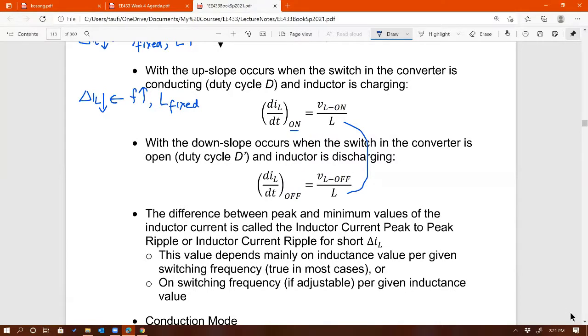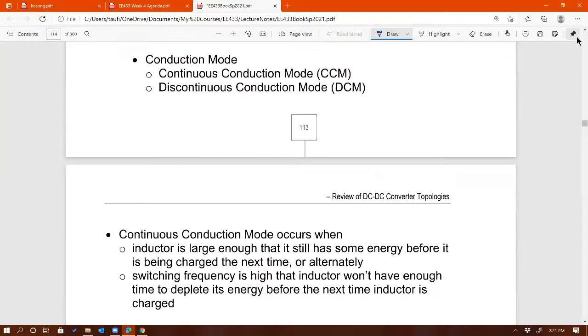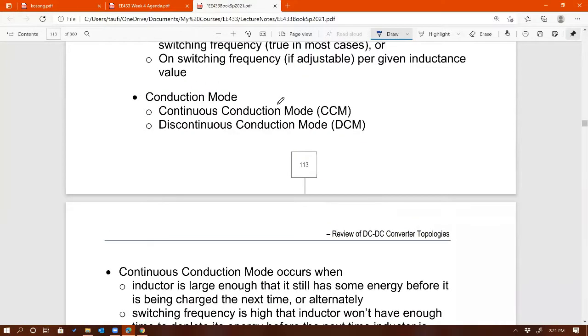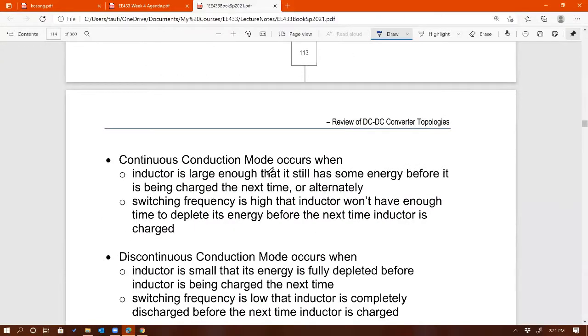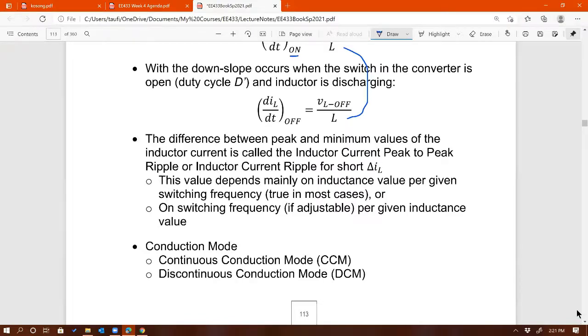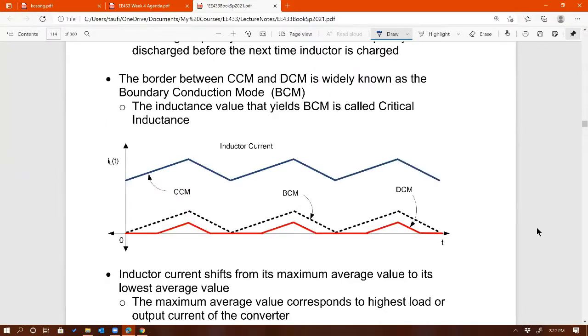Okay, very good. Conduction mode, right? So conduction mode in general can be classified into two, and then there's one special case in addition to these two. The first one is called continuous conduction mode, and the second one is discontinuous conduction mode. And then there's a special case, which is the borderline between the two, that's called boundary conduction mode. Continuous conduction mode happens when the inductor current, right here, do I have a picture of this? Yes, I do, right there. So this is a good picture to show.